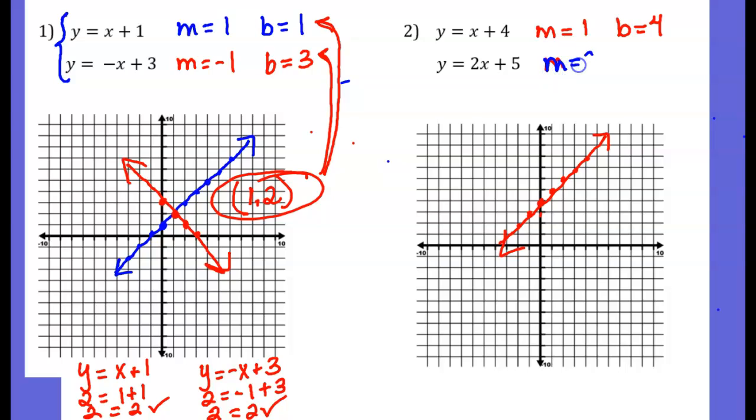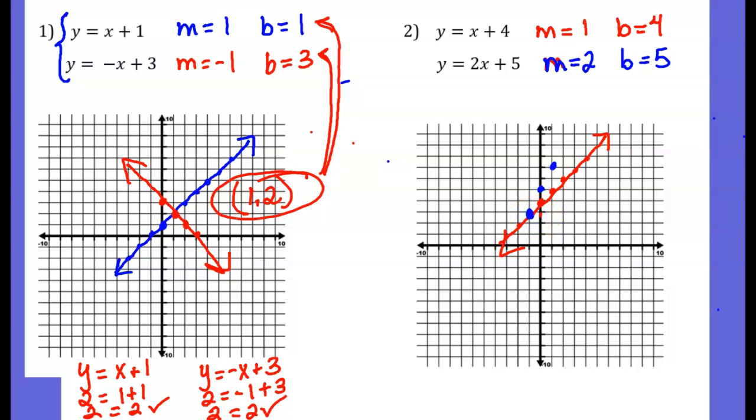All right, there it is. My slope is 2. My y-intercept is 5. So I'm going to start at my y-intercept of 5. 1, 2, 3, 4, 5. And my slope is going to be 2. So we're going to go up 2 and over 1, or I can go down 2 and over 1.